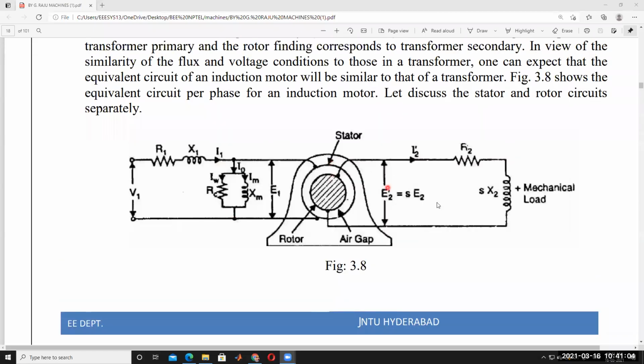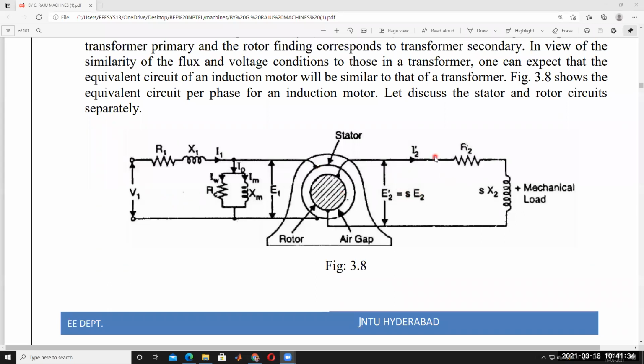So here the current I2 dash is equal to, from the equivalent circuit of the three-phase induction motor. The primary side is the same as a transformer, but the secondary side is different. In a transformer, just a winding is there and the load is connected to the secondary side. But in an induction motor it is different. The secondary side is called the rotor, which is the rotating part. That's why the slip concept comes into the picture.